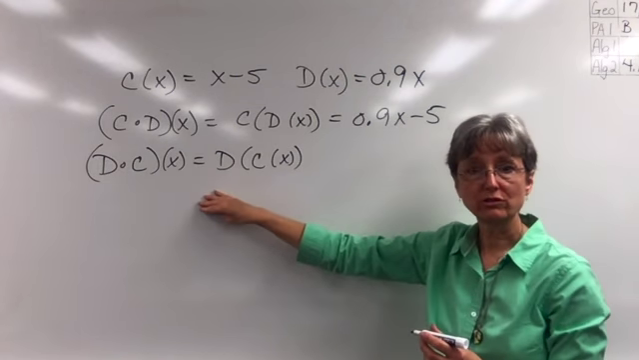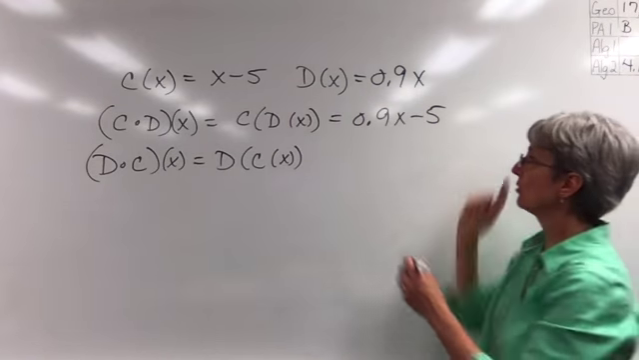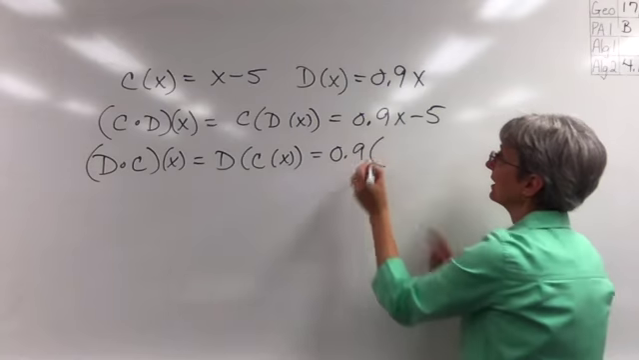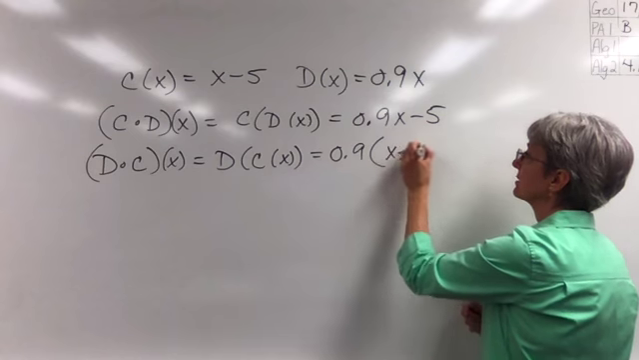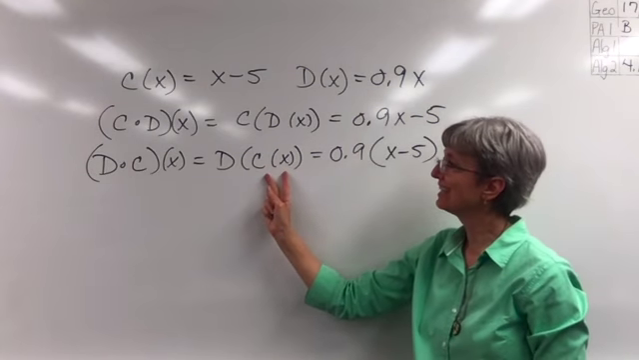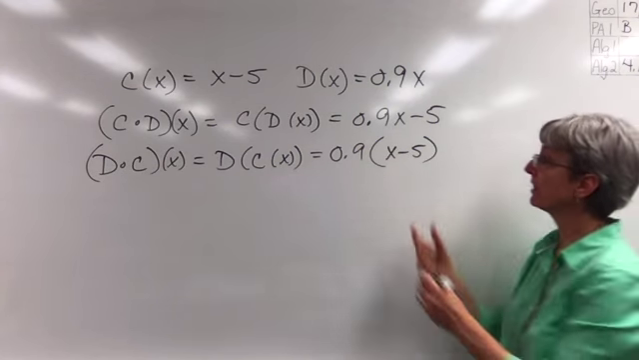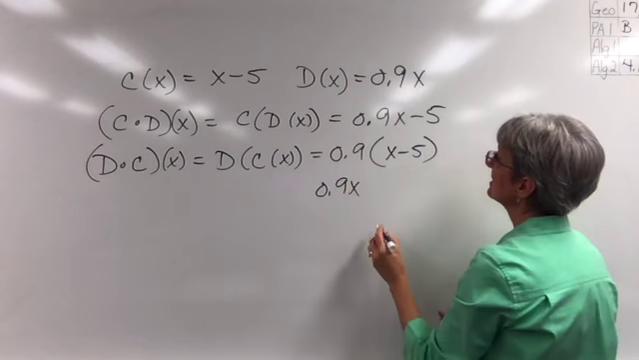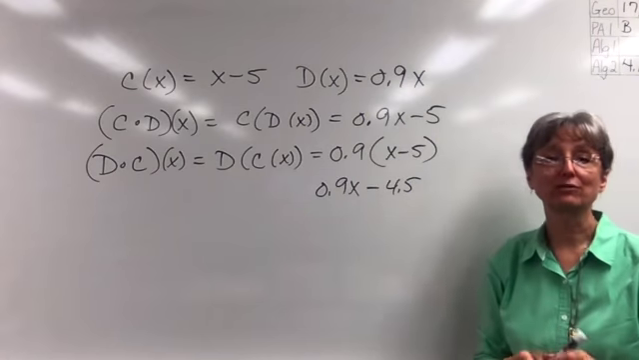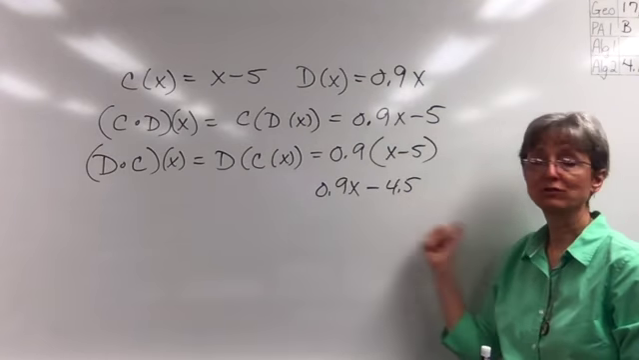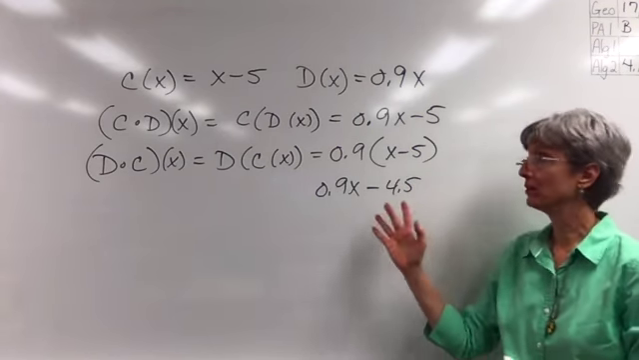Now I'm going to do the reverse. I'm going to put C of x into D. So this is 0.9, and in place of x, I'm going to put C of x, which is x minus 5. I just put C of x into D. And I'm going to go ahead and simplify that. This gives me 0.9x minus 4.5, because I have to multiply 0.9 times 5 as well. I have to distribute.